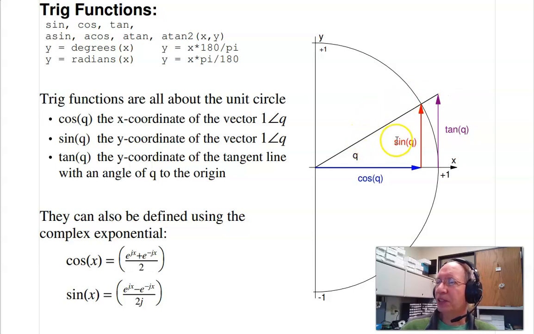Arctangent is going backwards. If I know the tangent is 3, what is the angle? Arctan2 is arctangent for 360 degrees. Essentially, that keeps track of which quadrant you're in. The sines and cosines can also be defined by the complex exponential. So cosine of x is e to the jx plus e to the minus jx over 2. And sine of x is e to the jx minus e to the minus jx over 2j, if you care.